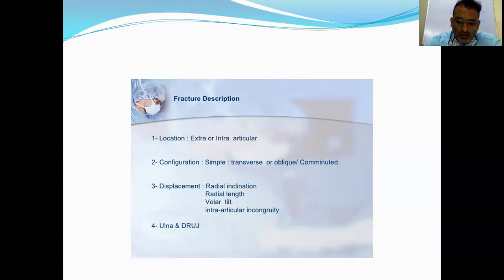What is the condition of the ulna? Whether there is any ulnar fracture associated with it, or whether there is any ulnar styloid fracture associated with it. How the distal radio-ulnar joint is supposed to be. If the distal radio-ulnar joint is displaced, there is dislocation of the distal radio-ulnar joint and triangular fibrocartilage, so that both the bones will not be in the same plane.